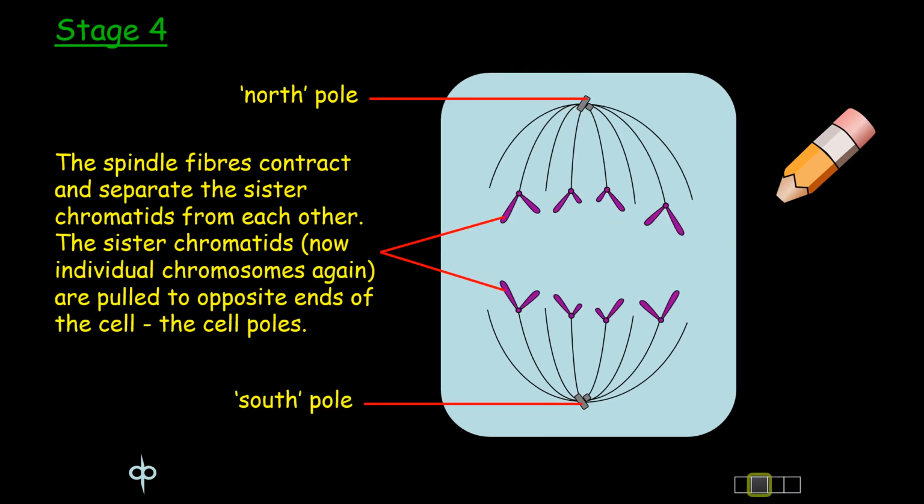In stage 4, the spindle fibers contract and separate the sister chromatids from each other. The sister chromatids, now referred to as individual chromosomes again, are pulled to opposite ends of the cell, or you can refer to the opposite ends of the cell as the cell poles. So as you can see, the sister chromatids are getting pulled away from each other by the spindle fibers contracting. So you need to take a note of stage 4.